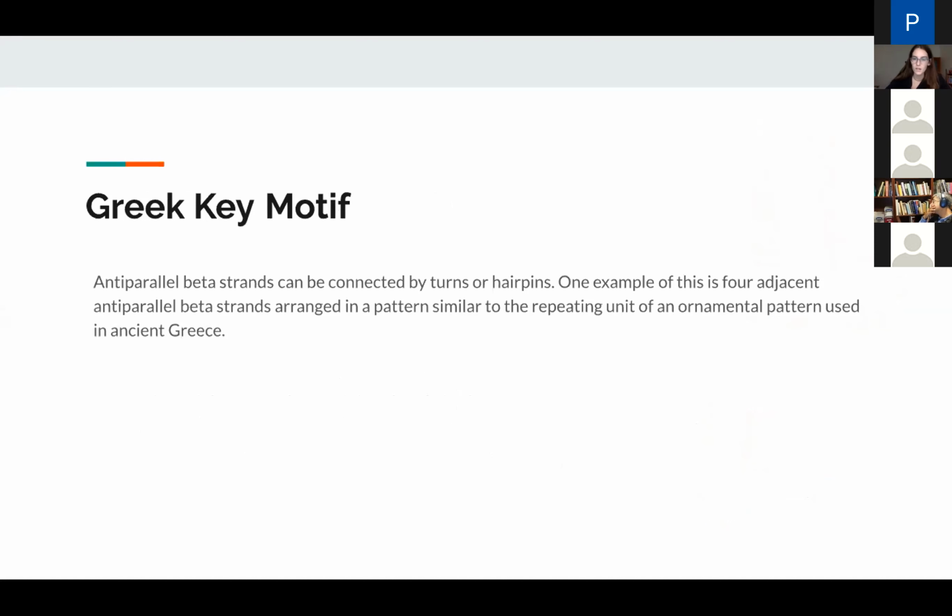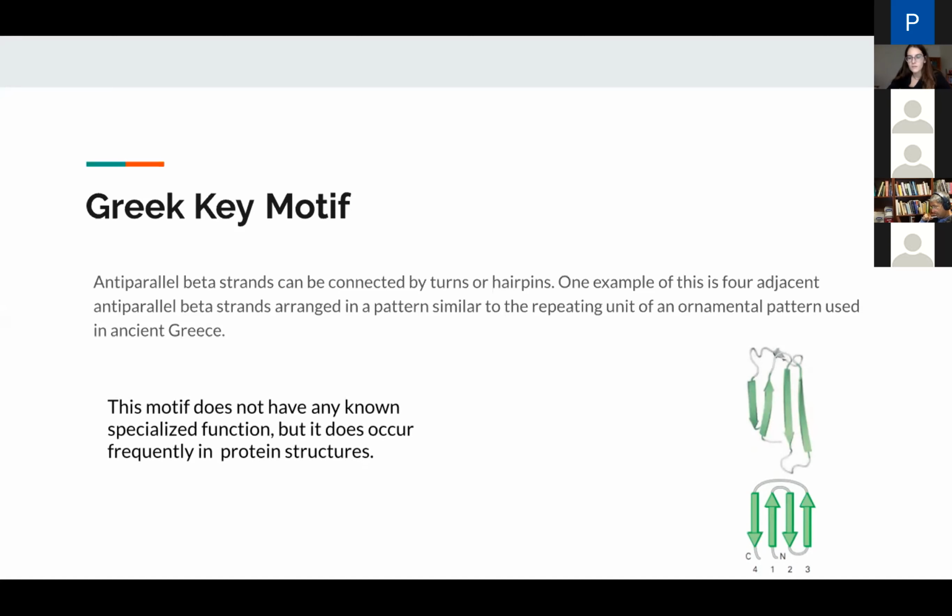Beta strands can also be arranged in motifs, and anti-parallel beta strands can be connected by either turns or hairpins. One example of this would be 4 adjacent anti-parallel strands arranged in a pattern similar to the repeating unit of an ornamental pattern used in ancient Greece, and so it's called the Greek key motif, and you can kind of see it here. It's just the beta strands linked by amino acids. Not too complicated. This motif doesn't have a known specialized function, but it occurs frequently, so it's recognized as a motif.